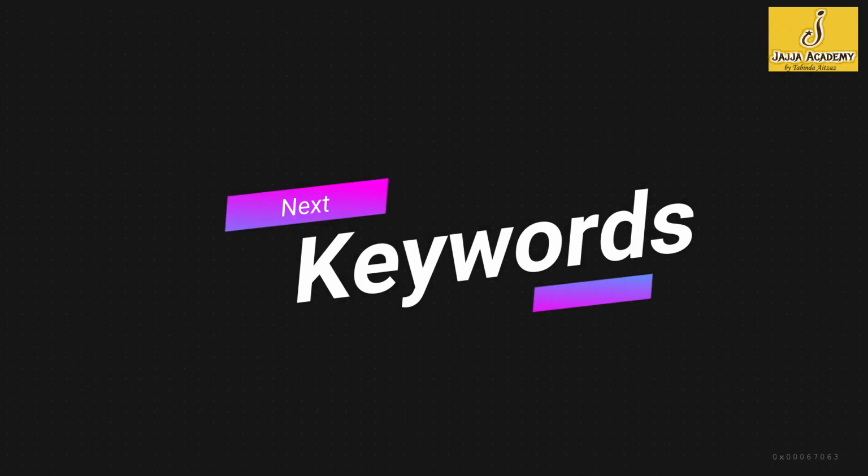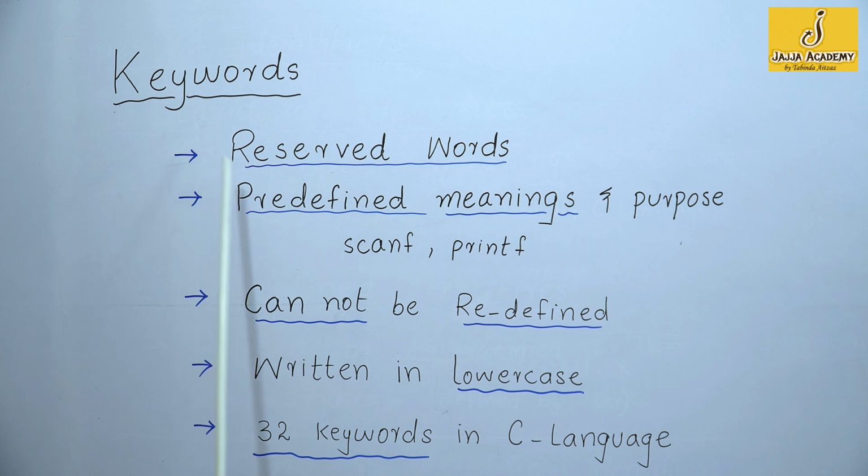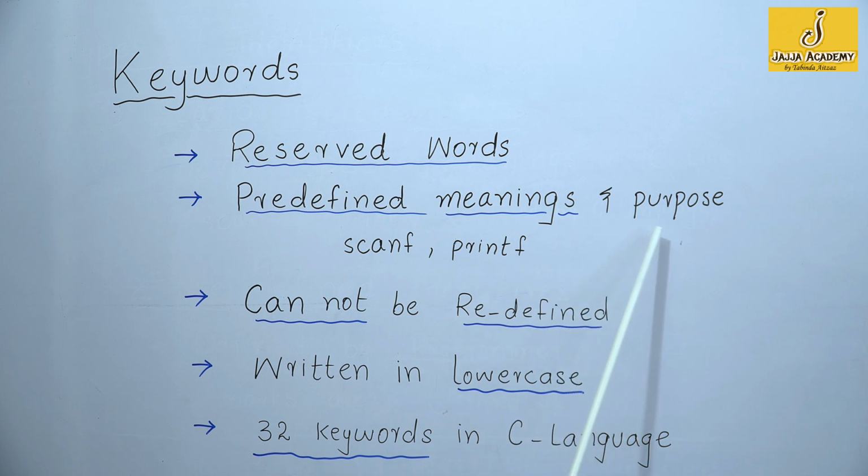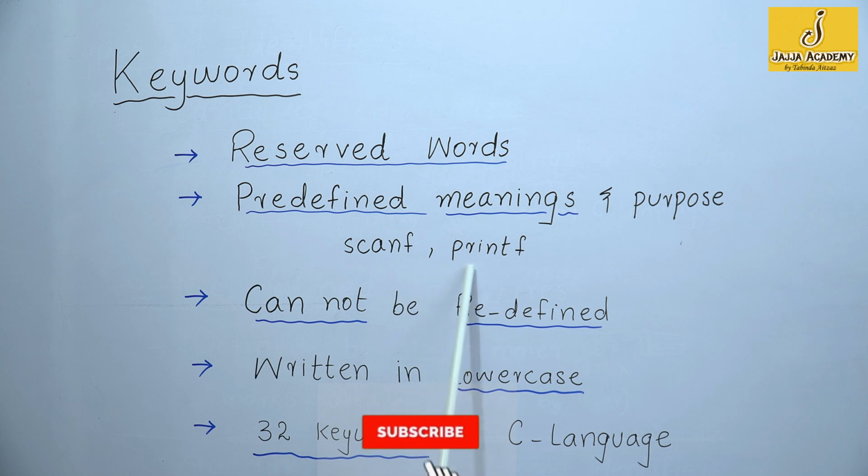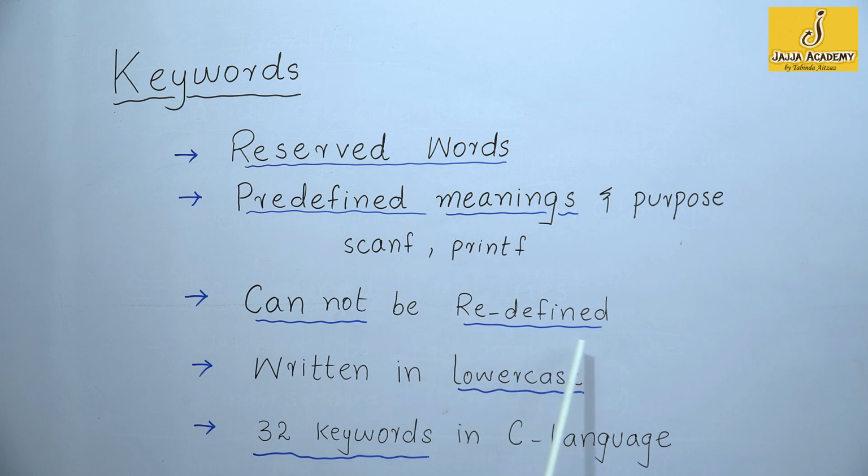Next is keyword. Keywords are also known as reserved words. They have predefined meanings and purpose in the C language. For example, we just discussed scanf and printf. Both of these are keywords or reserved words, and keywords cannot be redefined by a user or a programmer. It means the C language does not allow a programmer or a user to redefine these reserved words. For example, a user cannot use scanf and printf for his or her own purpose.